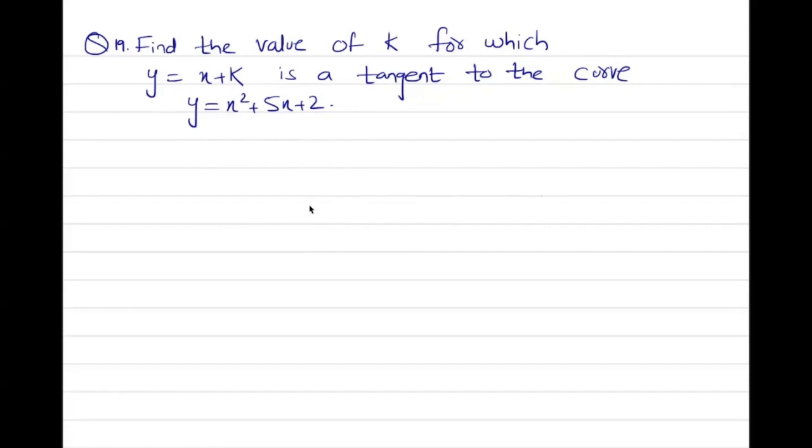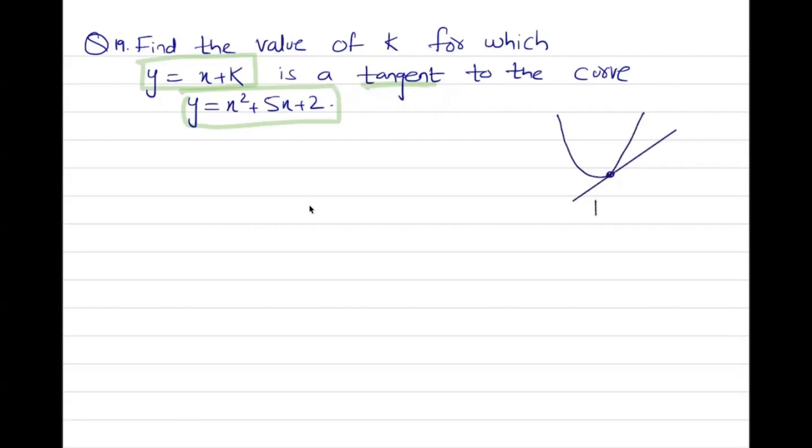Okay, now the question says find the value of k for which this equation, this is a line equation, right? It's in the form of y equals mx plus c, is tangent to the curve y equals x squared plus 5x plus 2. So the first thing, understand the question. The question says what must be the value of k so that the line is tangent to the curve. Can you quickly recall, if we want the line to be tangent to the curve, what did we say about the discriminant?